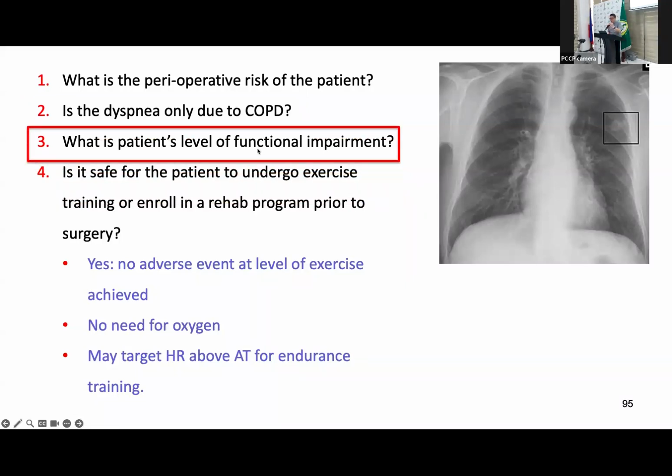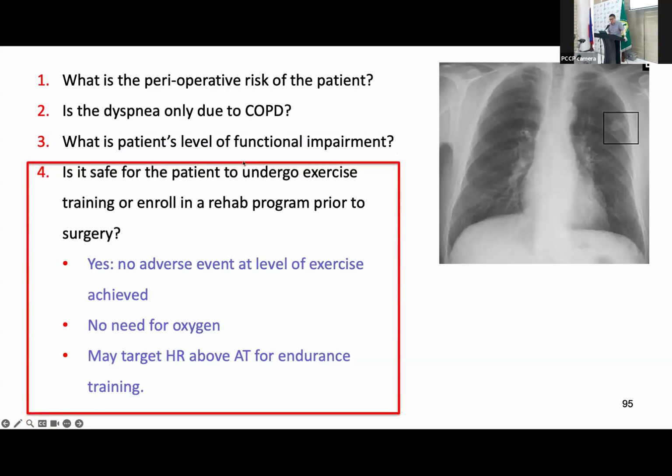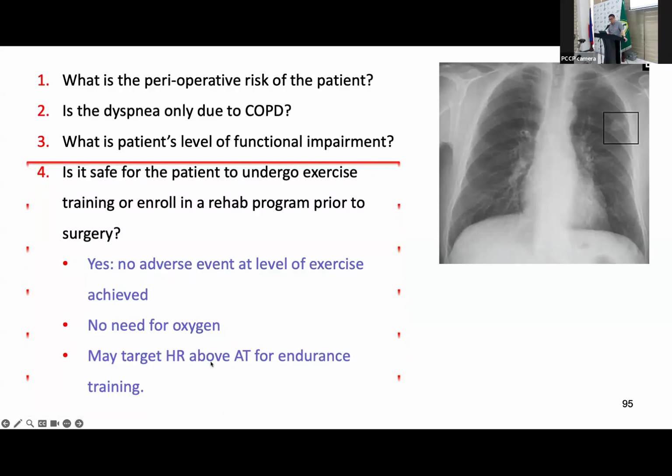At 15.6, that's moderate impairment. Is it safe for the patient to undergo exercise training, to enroll in a rehab program prior to surgery? Yes, there was no adverse effect when we max out the patient. There's no need for the patient to use oxygen when he undergoes rehab. And you may use the target heart rate above 80 for endurance training, as will be discussed later on.